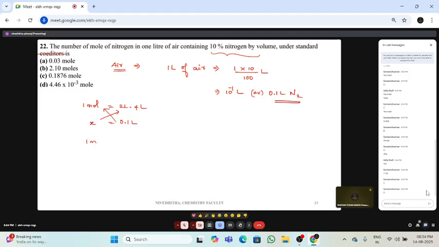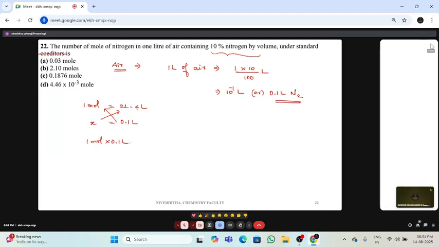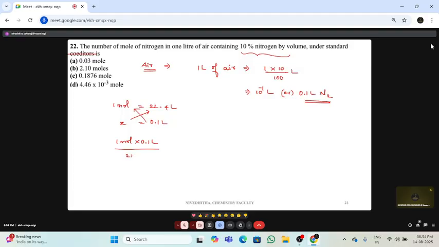So 1 mole into 0.1 liter divided by 22.4 liters, which is equal to x. Liter will get cancelled out. So it is 1 into 10 power minus 1 divided by 22.4. Yes, Kanna, what is the answer? 0.00446. So the answer is D option. Very good. That's it.